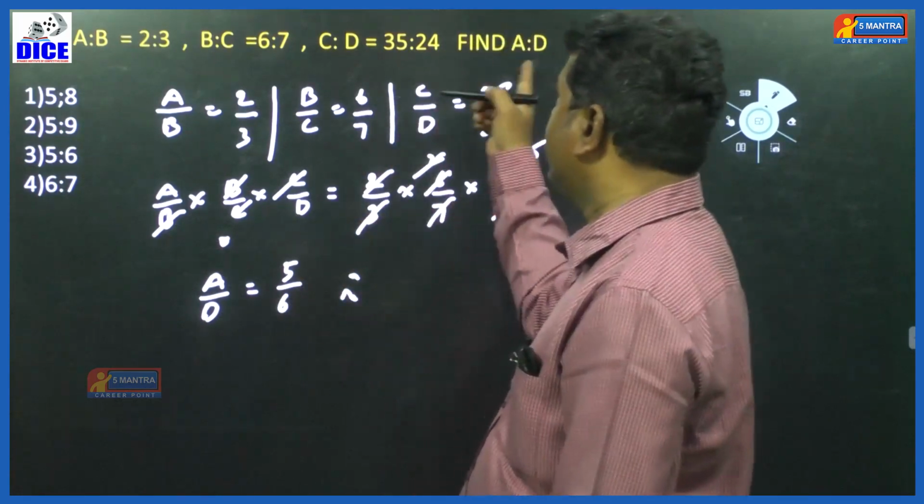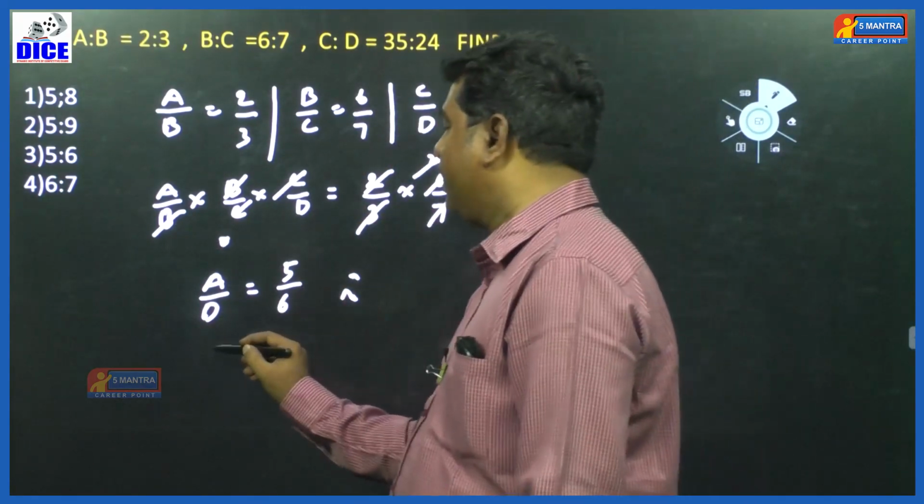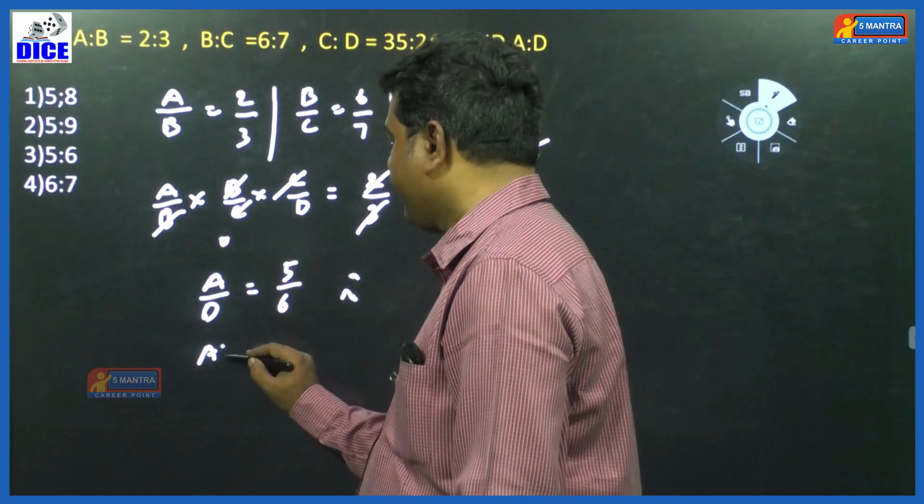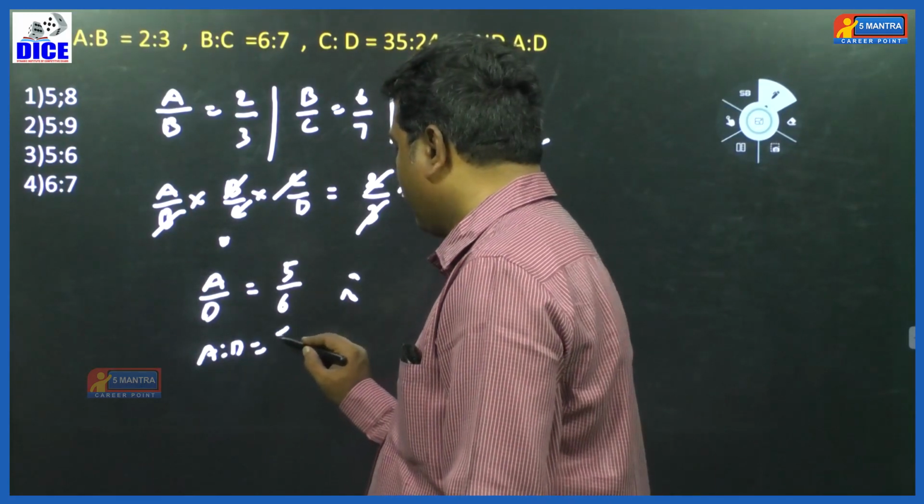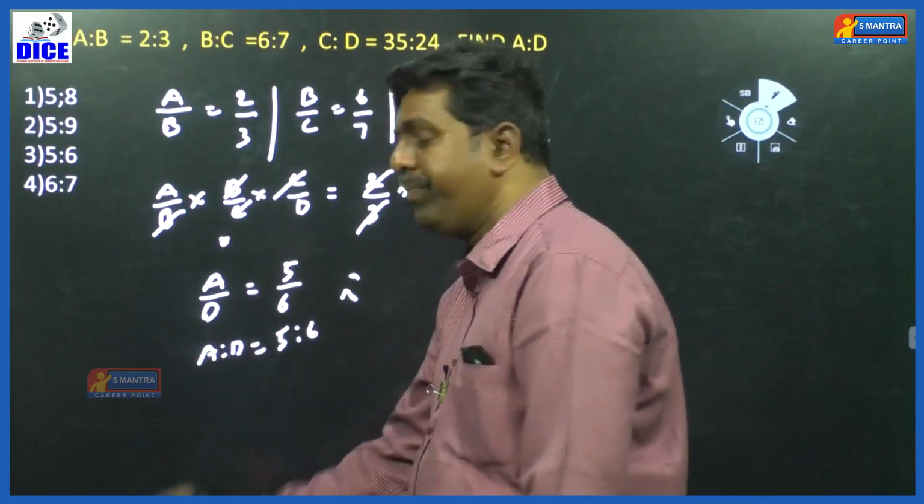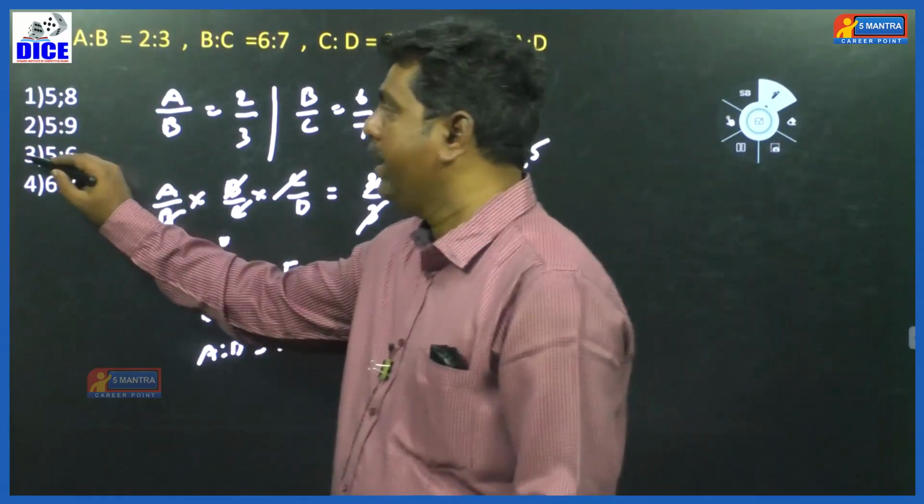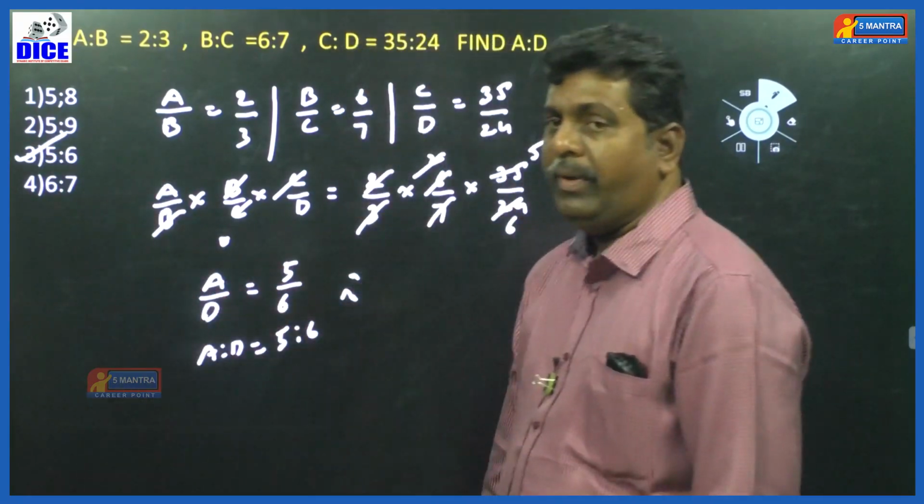So our question is to find A:D. A:D means 5:6 is the answer. A:D is equal to 5:6 is the answer. Option 3 is the right answer.